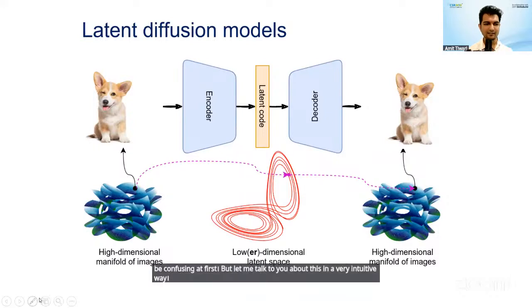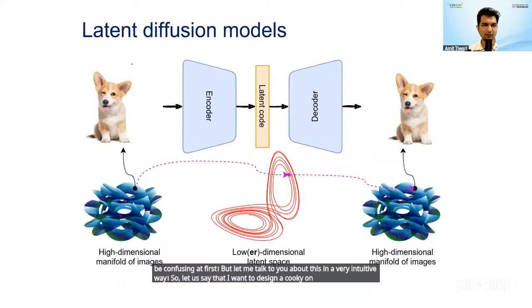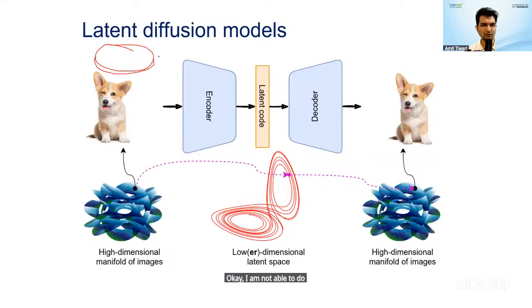Okay, this might be confusing at first, but let me explain it in a very intuitive way. Let's say that I want to design a cookie. I want to draw a cookie, and a cookie in 3 dimensions looks like this. Okay, I am not able to draw a very good cookie. So I, on a telephone, let's say my telephone is an encoder.